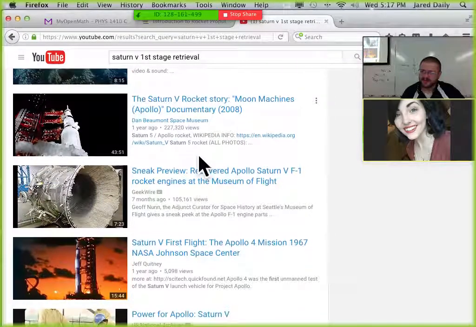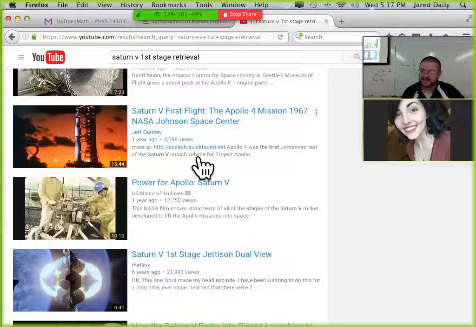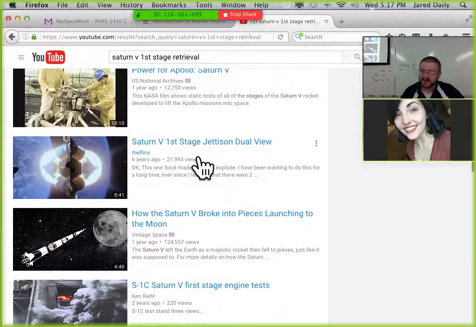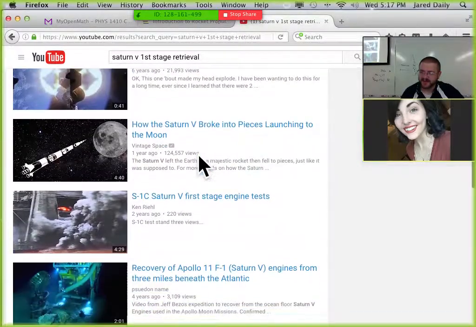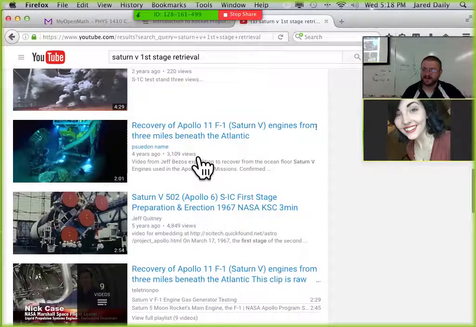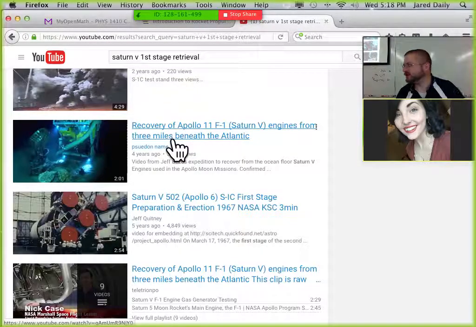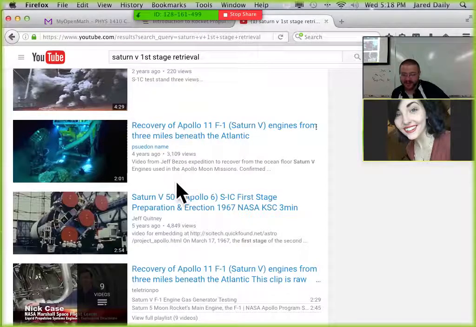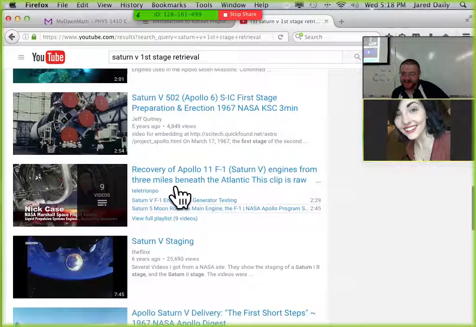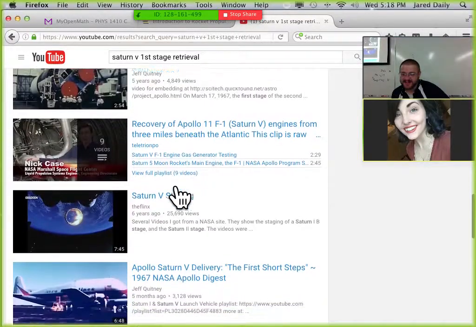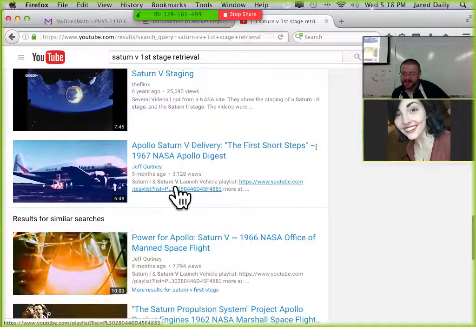So it looks like they recovered some things. I don't know. Oh, here we go. They actually just let them fall down to the bottom of the ocean, but they retrieved them later just for museum pieces. Yeah, they just let them fall into the ocean and sink. So pretty crazy stuff.